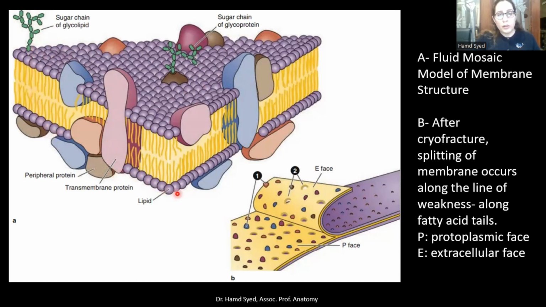And here, this diagram B is simply showing us that the parts of the plasma membrane have been split open along the fatty acid tails. And here you can see this is the two-layered or the lipid bilayer.